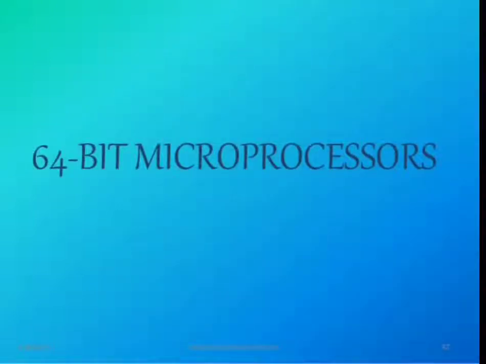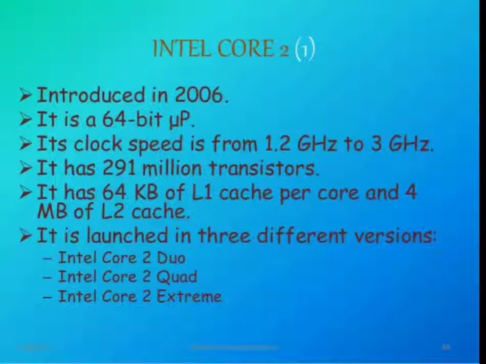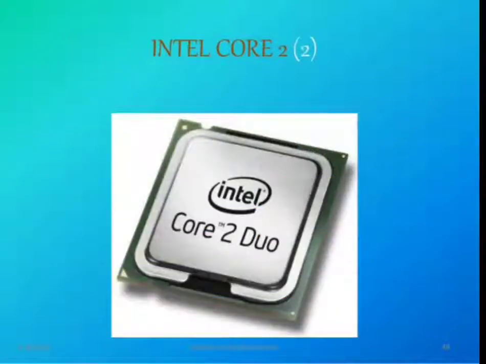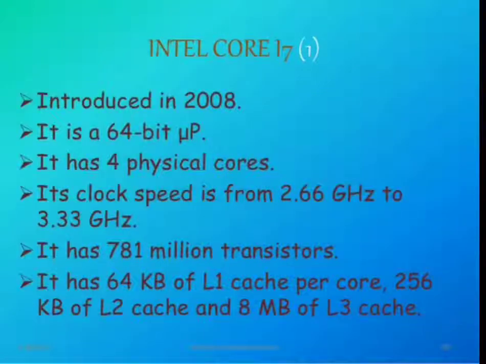Later, 64-bit microprocessors. Now we are using 64-bit microprocessors. Introduced in 2006, it is a 64-bit microprocessor. Its clock speed is from 1.2 GHz to 3 GHz. It had 291 million transistors. It was launched in 3 different versions: Intel Core Duo, Intel Core 2 Quad, and Intel Core 2 Extreme. This is the processor Intel Core 2.